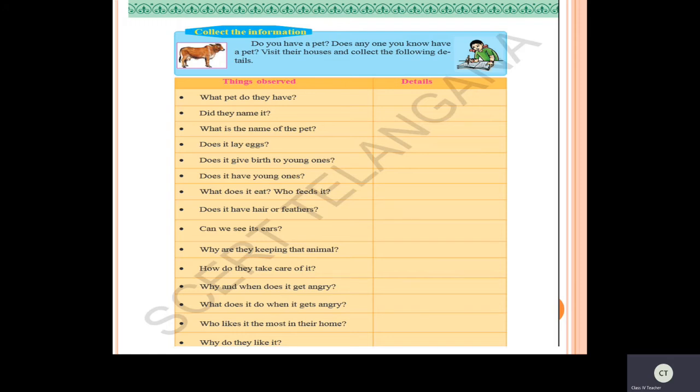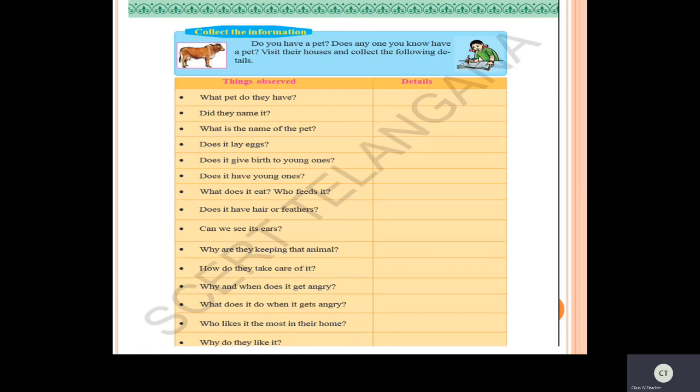For example, now in our home we have a dog as a pet. We named it Snoopy. Does it lay eggs? Can dogs lay eggs, children? No. So, what is that? Yes, that is a viviparous animal because it gives birth directly to the young ones. So, does it have young ones? See, children, our dog is a female dog. It has young ones.